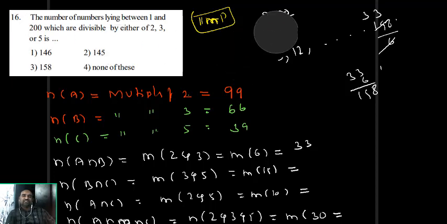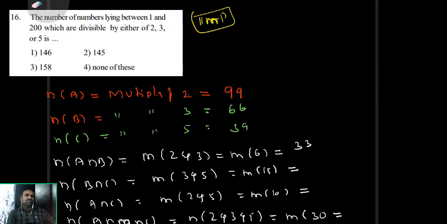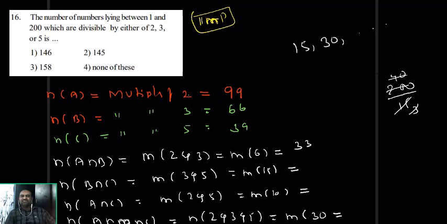Multiples of 15 I want next: 15, 30, and so on. 200 by 15, 13. 13 fifteens are 195, up to 195. How many are there? 13, I can say, in number.